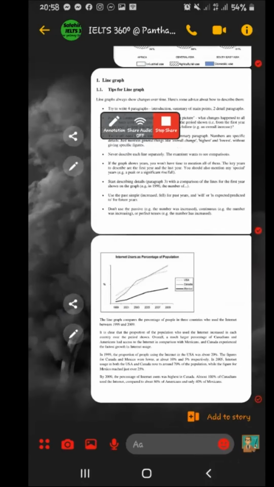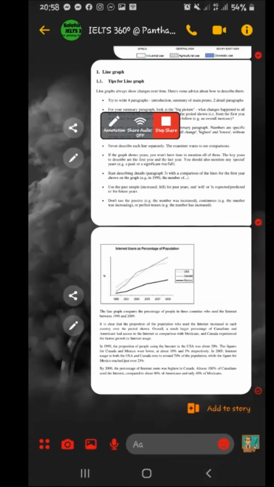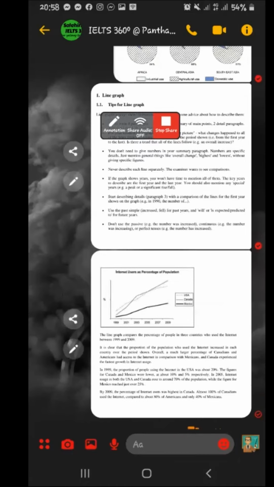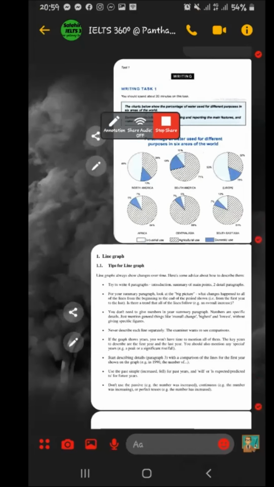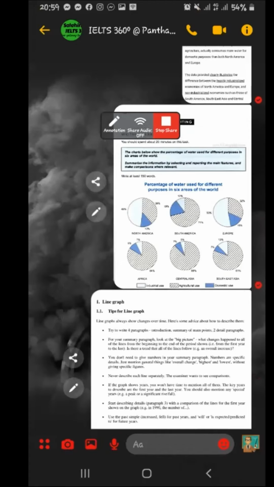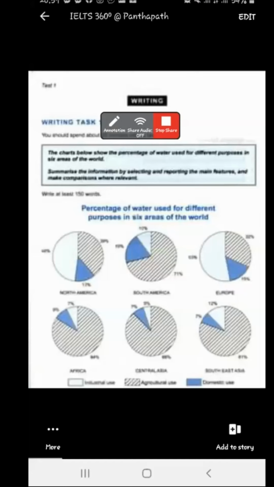I'm not giving any homework from line graphs, but I'm giving you certain points. These tips for line graphs are quite important. I just want you to go through them. They'll give you an idea of how to write. But first, I want you to start writing on this particular passage. Now I want to see how you write.